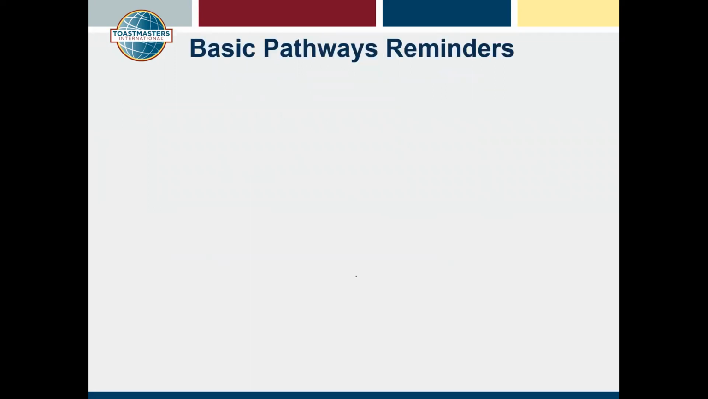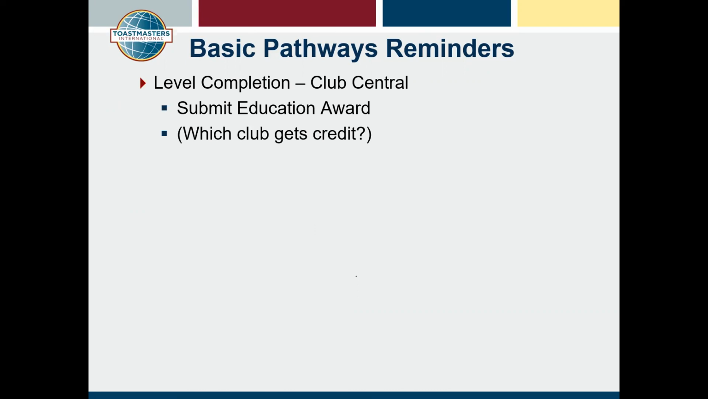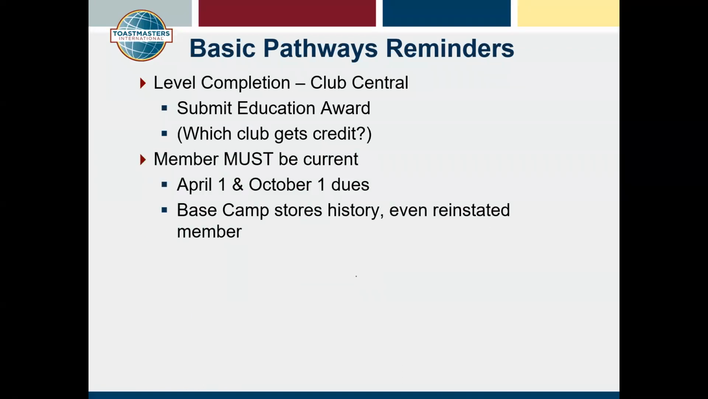So just to wrap up, basic Pathways reminders: level completion, don't forget to submit the education award in Club Central, which club will get credit. Members must be current. That means we're coming up on April 1st. If a member has not been marked as renewed by April 1st, their access to Basecamp goes away.